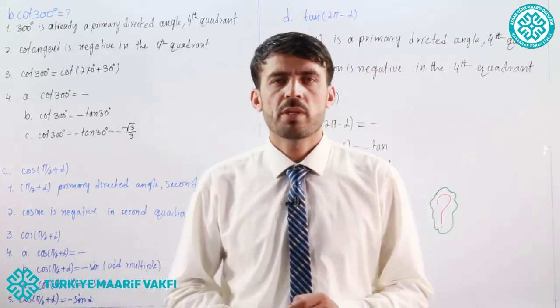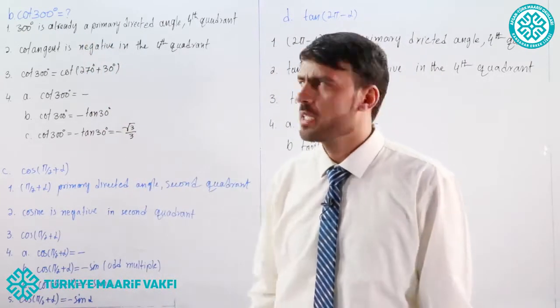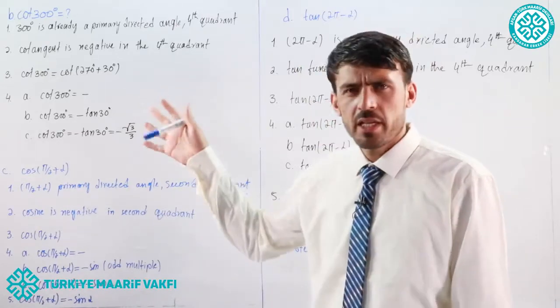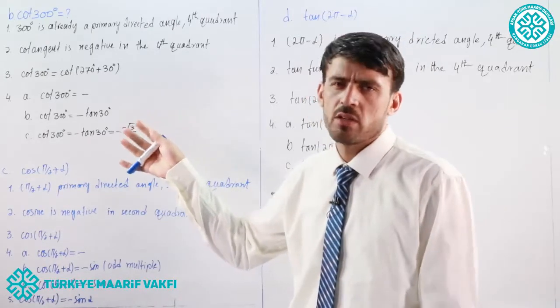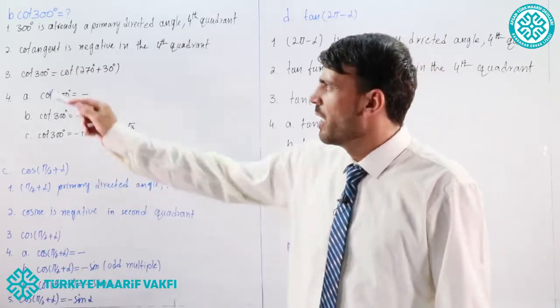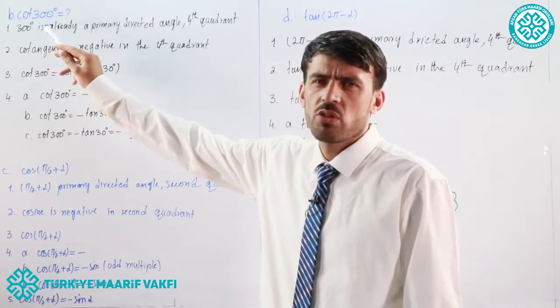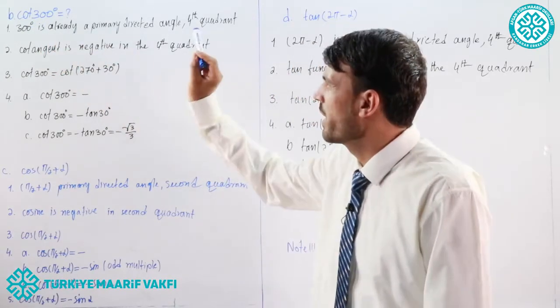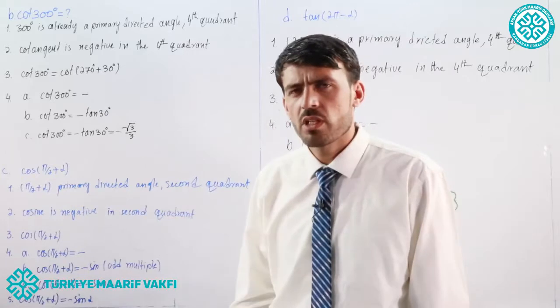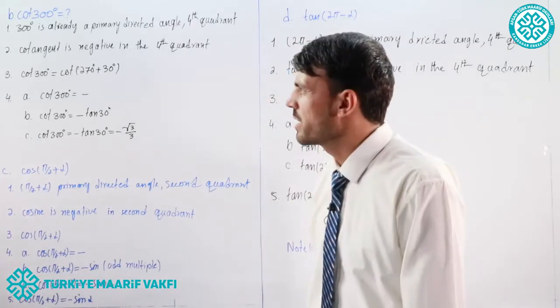I will also solve some other examples. The second example is to find cotangent for 300 degree. We will apply the steps which we have mentioned in our lesson. 300 degree is already a primary directed angle, and it locates in the fourth quadrant because it is greater than 270 and smaller than 360.